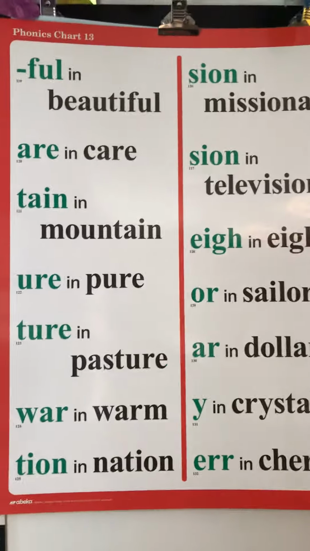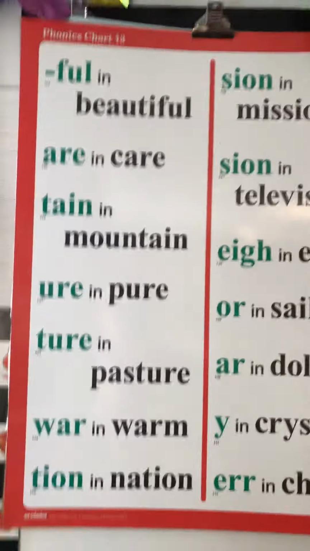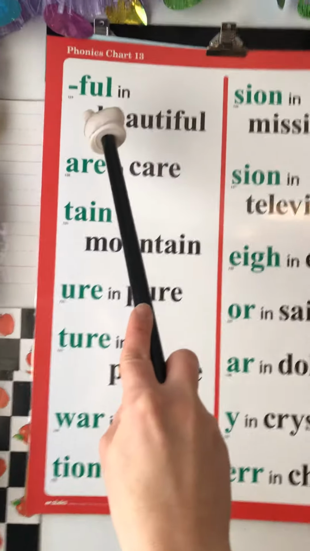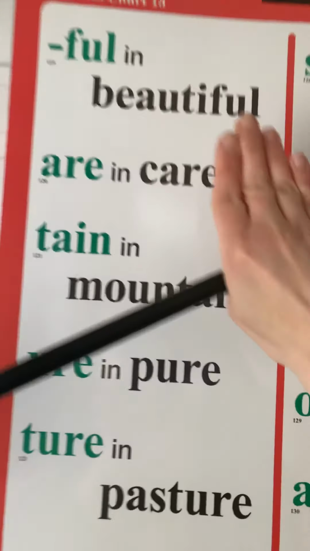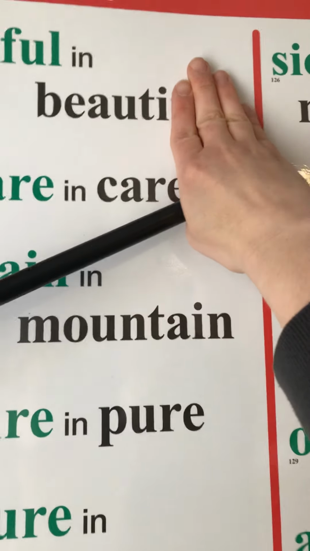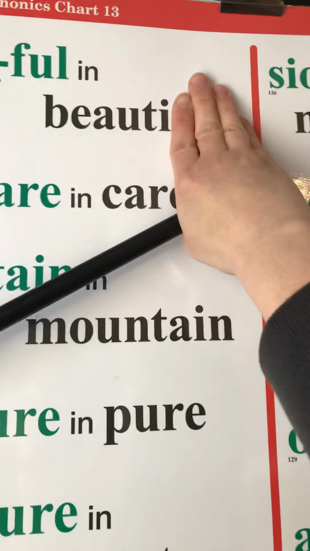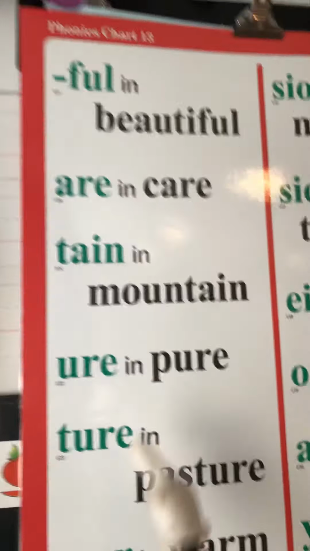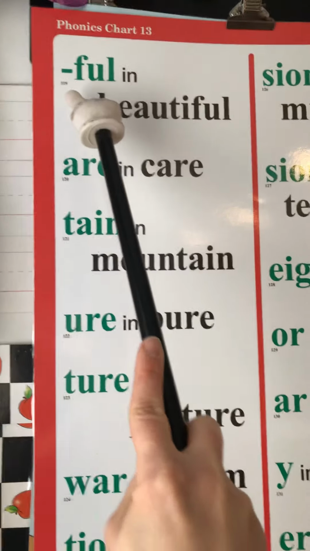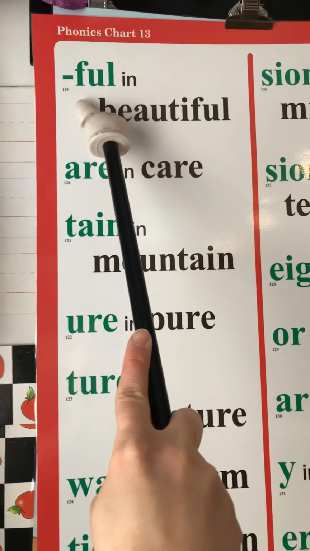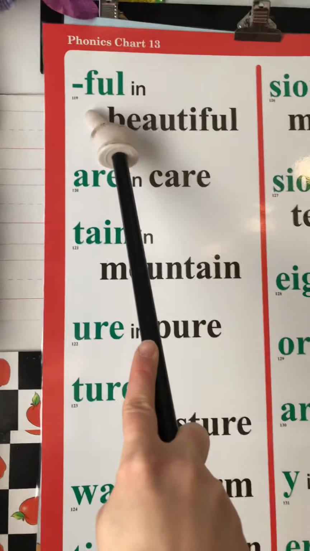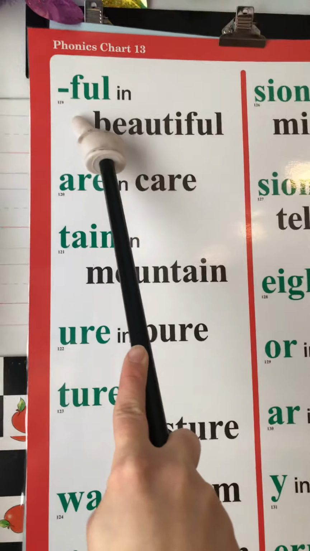Okay, I'm going to go over this chart with you. I will say it once, and then you say it with me the second time. The first one is a suffix. Do you see the hyphen? That means that if I cover up the FUL, beauty is a root word. Here we go. I will go first. Full in beautiful, hyphen FUL. Class, full in beautiful, hyphen FUL.